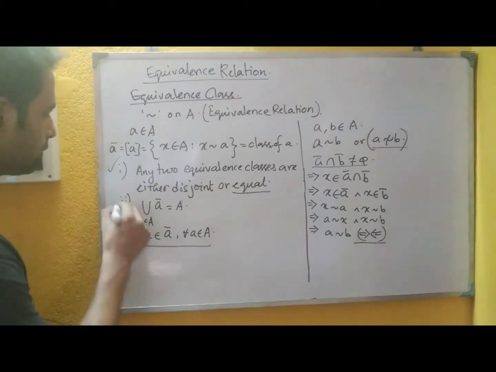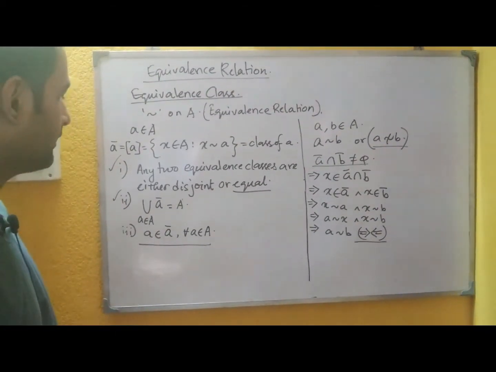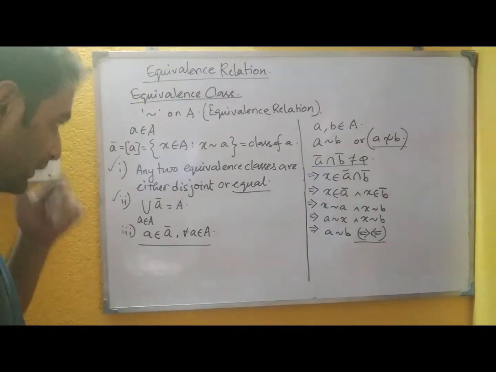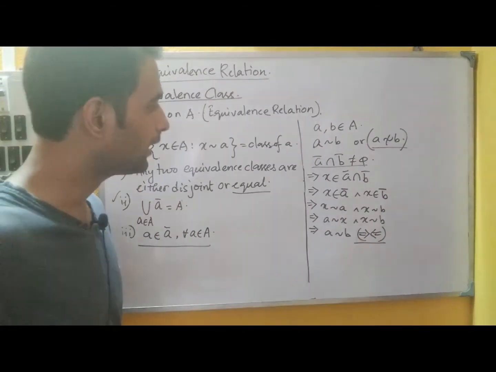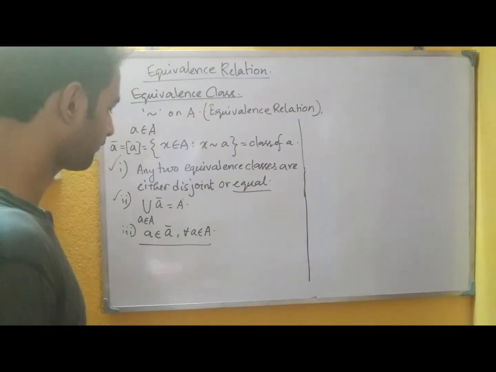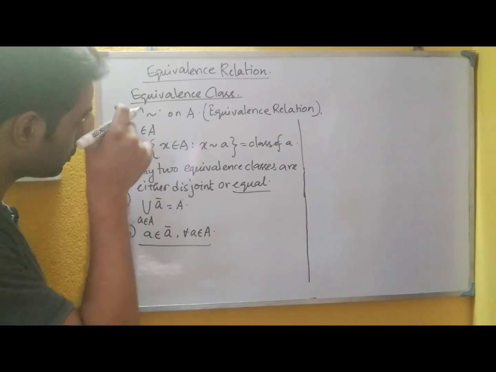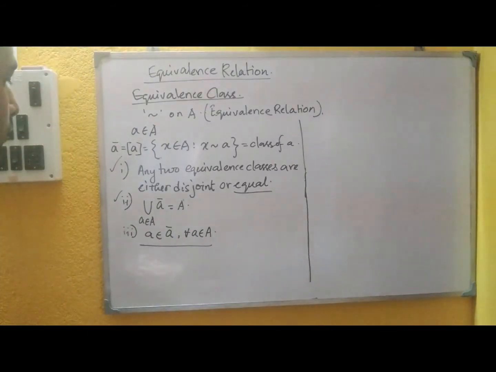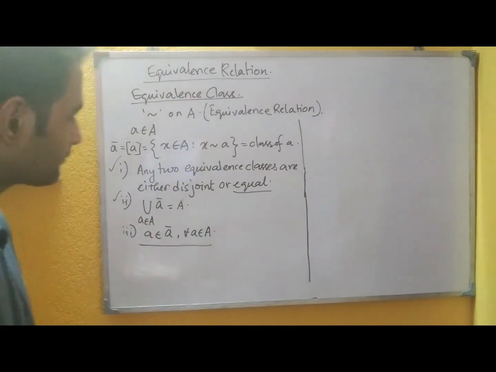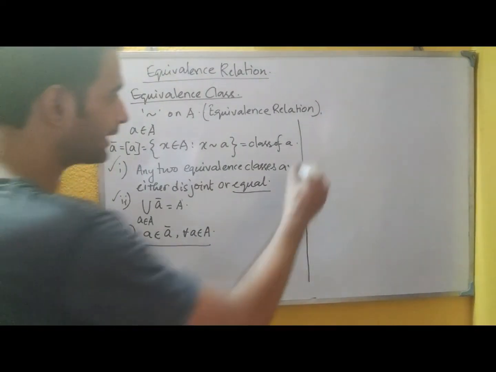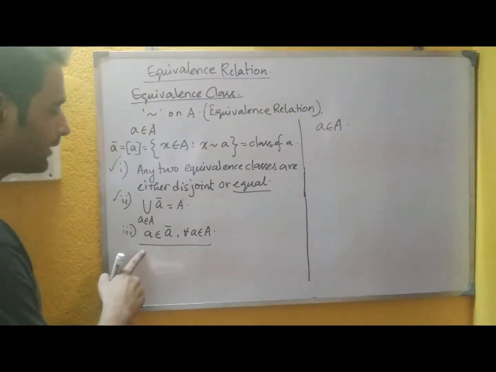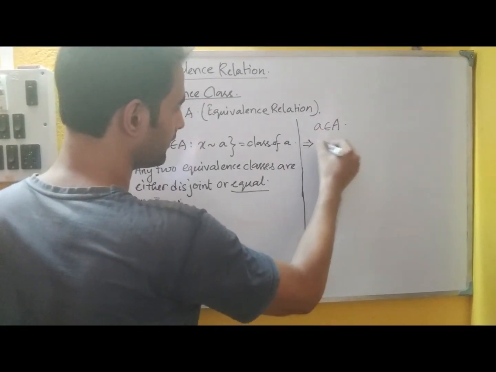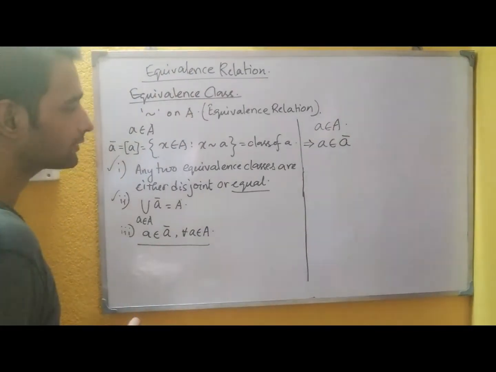Now we'll prove number 2, that says that if you take the union of all the equivalence classes, it will give back the set A. So let's see how it is coming. So let us take some element a from the set capital A. And since the third condition says that an element will belong to its own class, we can say a belongs to class A.